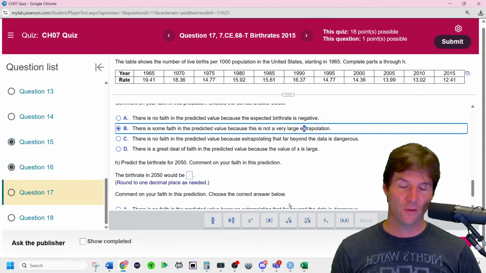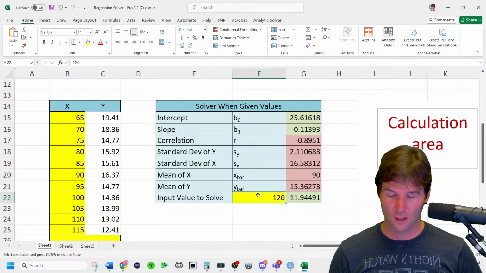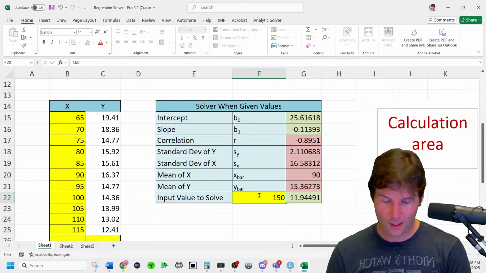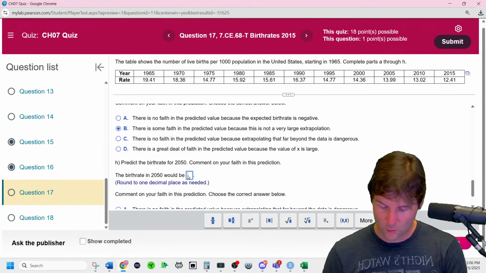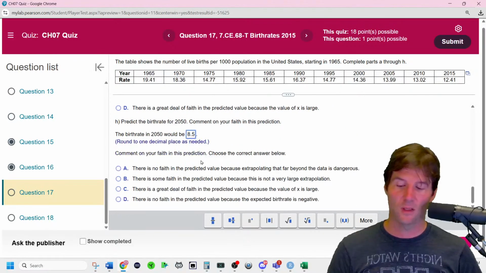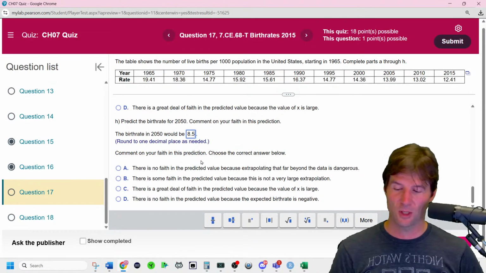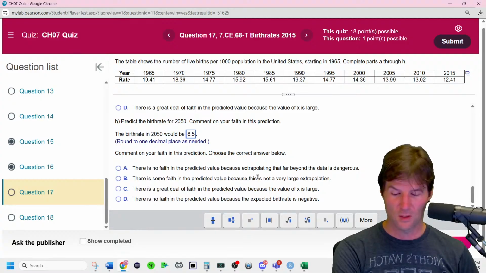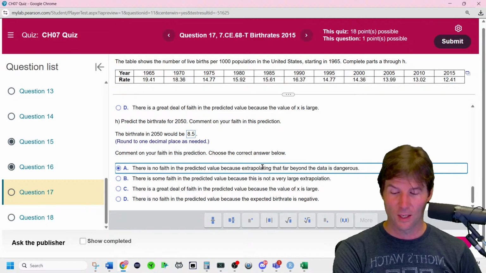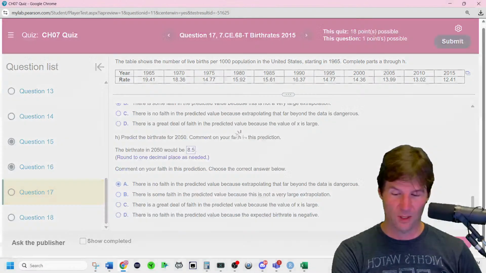But how about 2050, which would be 150 years? Now we're predicting well outside the range of where we have data, and we get 8.5. And this is where we probably have very little faith because the model is predicting a huge extrapolation. So I would say there is no faith, because something predicting this far out is a very big extrapolation.